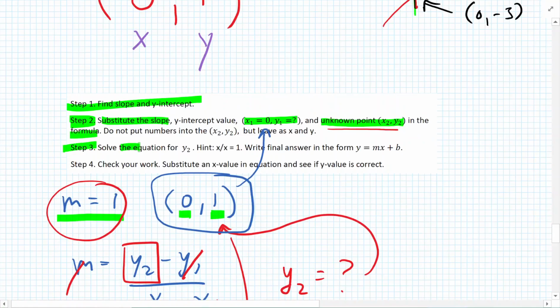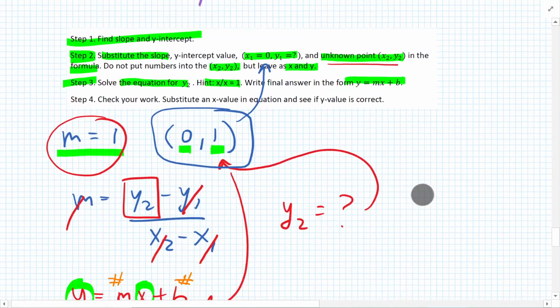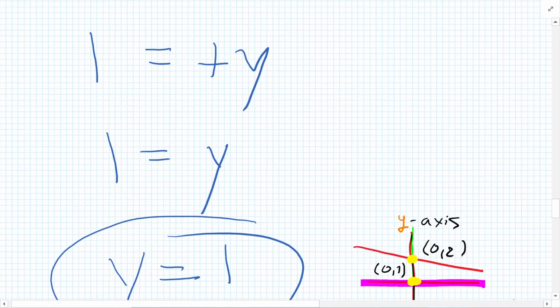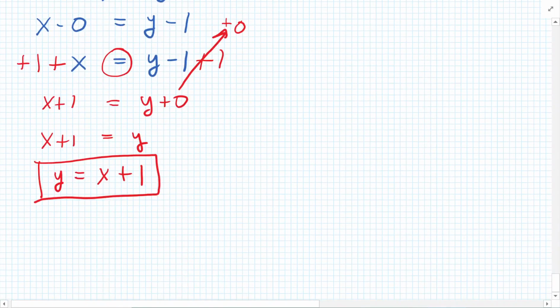Solve the equation for y2. If you see an x over x, that does equal 1. We didn't put numbers into x2 and y2, but we left just as x and y. We wrote the final answer in the form y equals mx plus b. We did. And we checked our work previously. So we have done everything that we were asked to do. And then some.